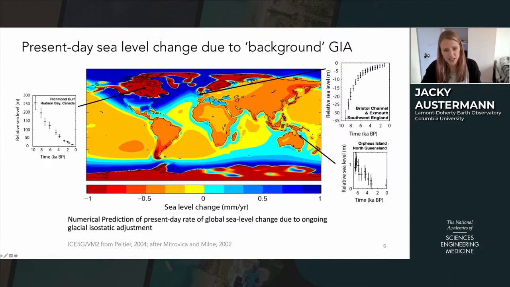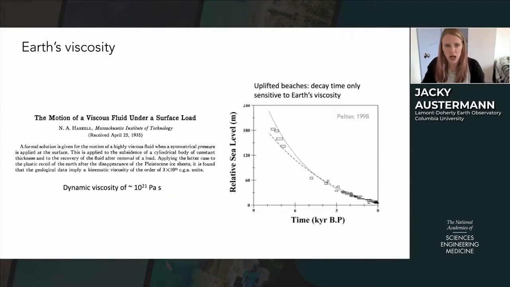So overall, I'm starting off with the general things that I think we understand quite well before I go into the aspects that I think we don't understand quite well and propose some paths forward of how we can understand them better. So I think we have a relatively good understanding of this first order pattern.